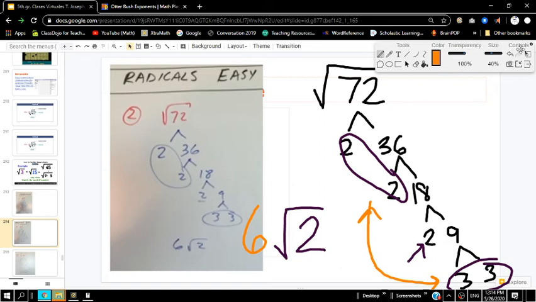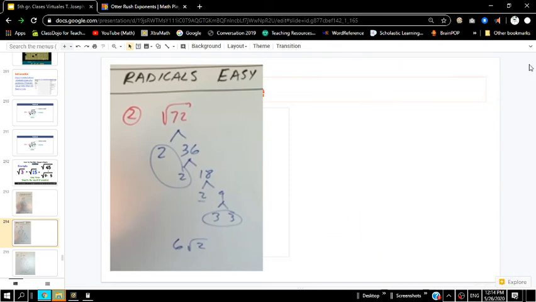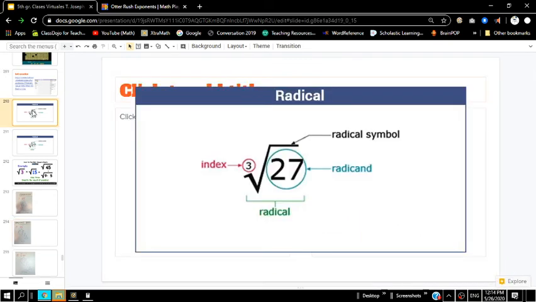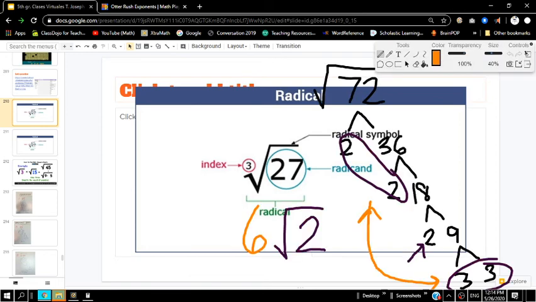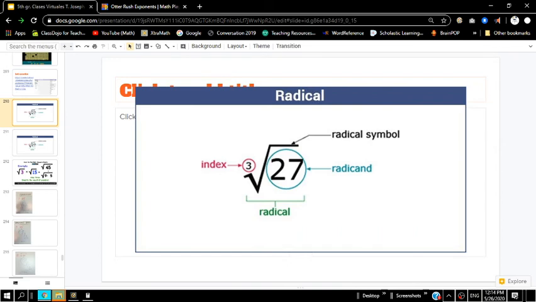When we say that, we can say that our index is 6 and our radicand is 2. The whole thing is called a radical. So for that last problem, we had 6 on the outside and 2 on the inside. The whole radical is 6 radical 2. Those are just a couple of problems that you can practice for radicals.